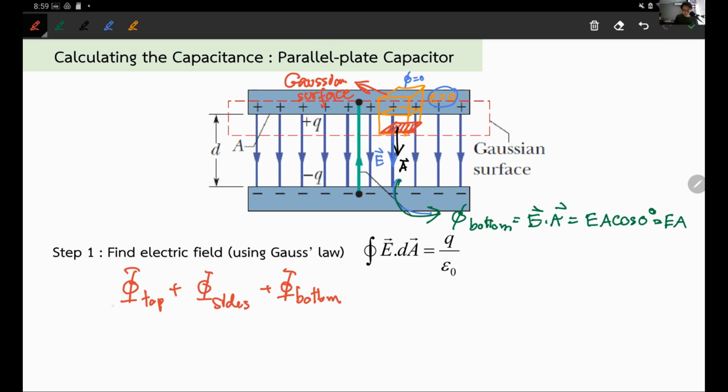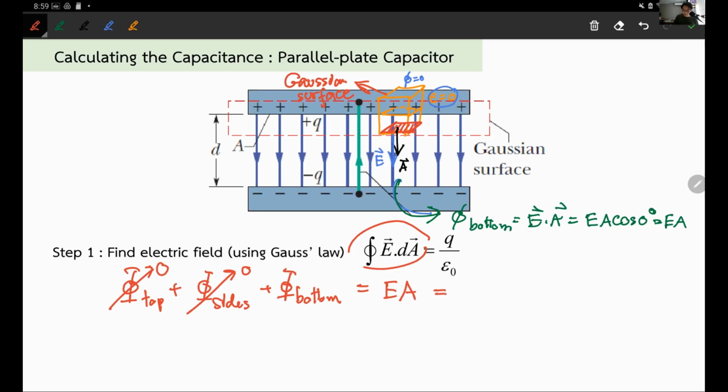However, we just said there's no flux on top and no flux on the sides. You only have the flux through the bottom surface, and you already calculated that to be E times A. That's the left side of this equation.